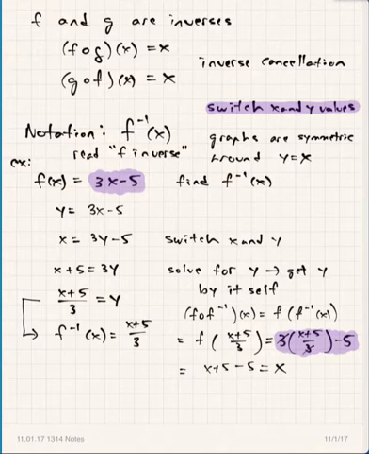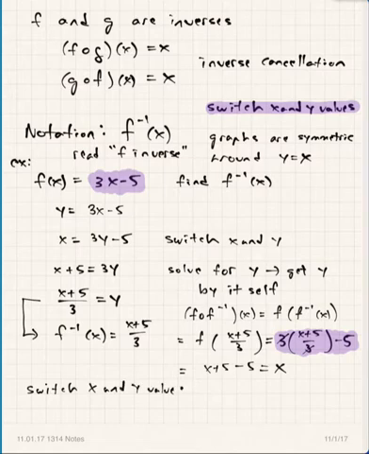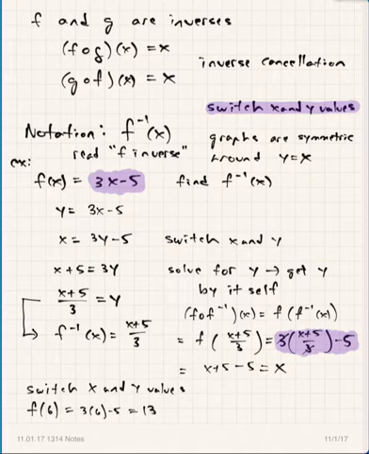Remember also that they switch x and y values, so that's another thing you can look at. So for example, in this problem, I could say, let's find f of 6. I just picked 6 out of thin air. And to find f of 6, I substitute 6 into my function. And I get 18 minus 5, which is 13. So f of 6 is equal to 13.